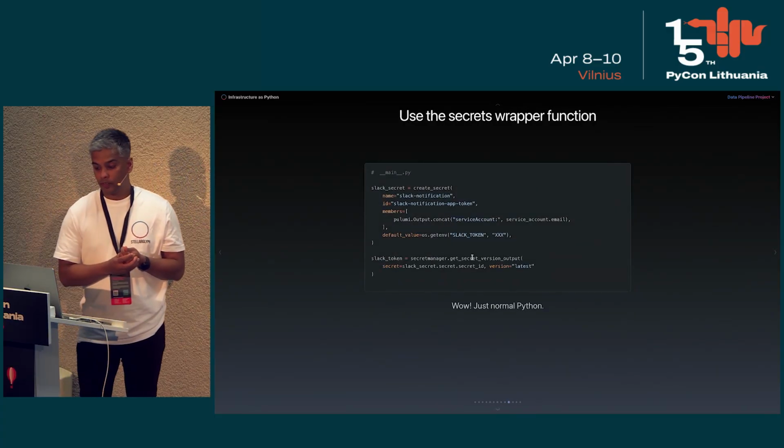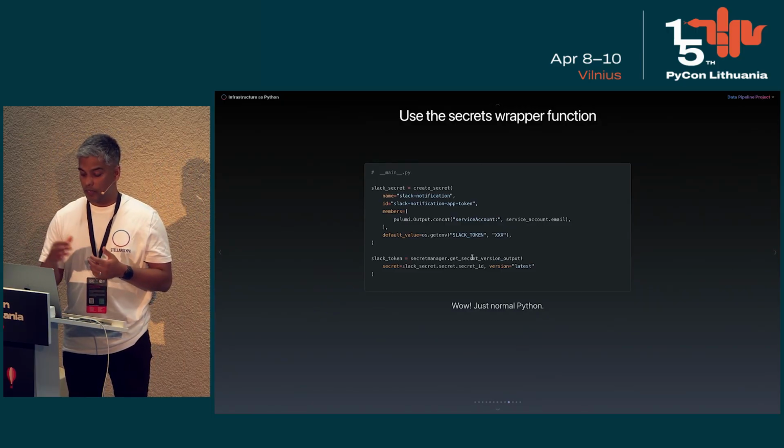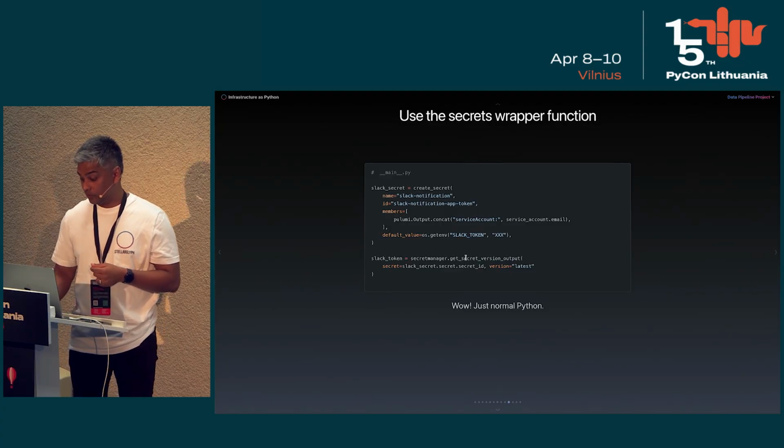So this is what it looks like. Rather than 3 resources in your main.py, you now have just a function call, and then to actually use it, you can use this native get secret version output to pull the latest value of the secret. So it's just normal Python.